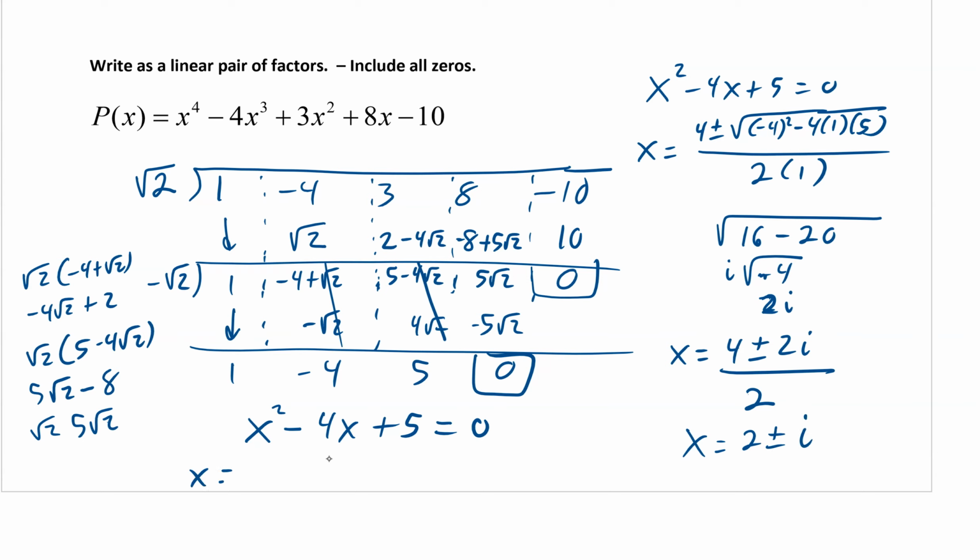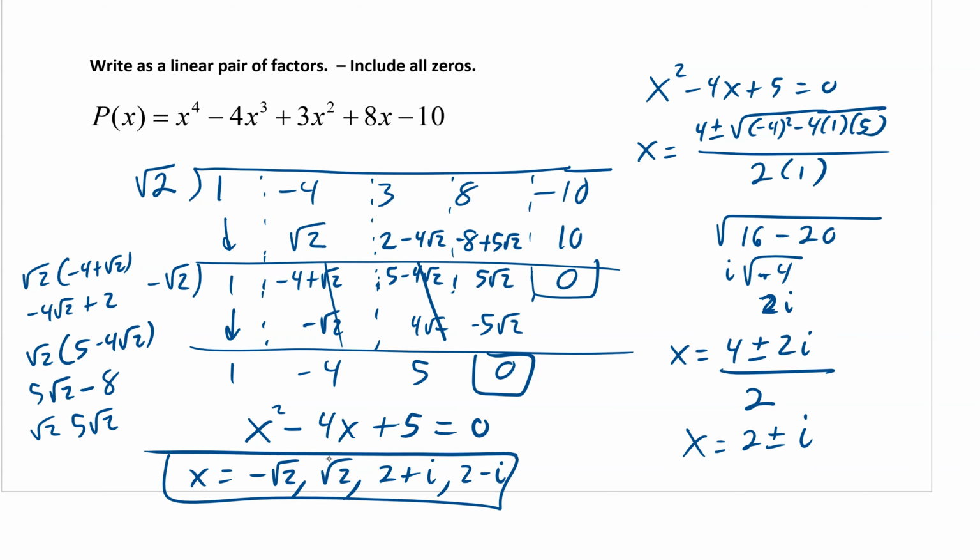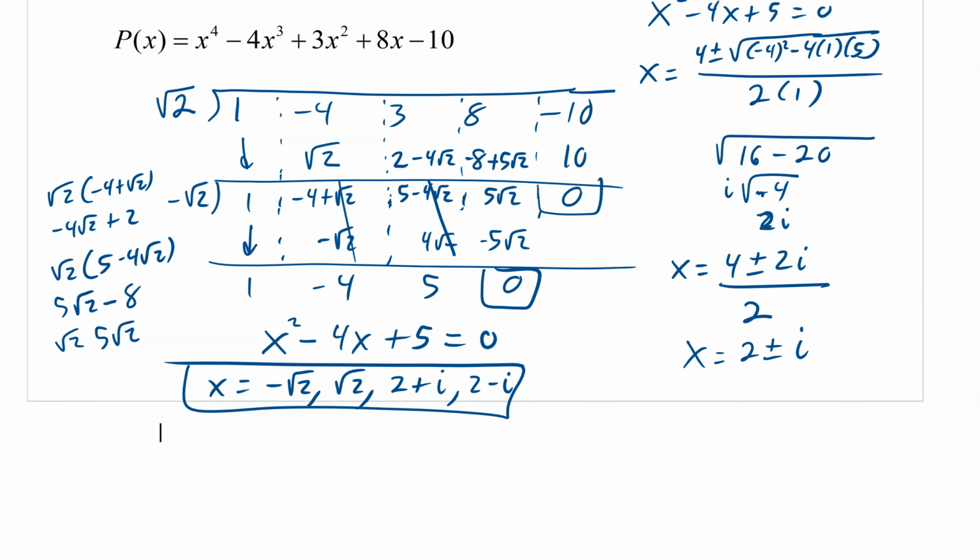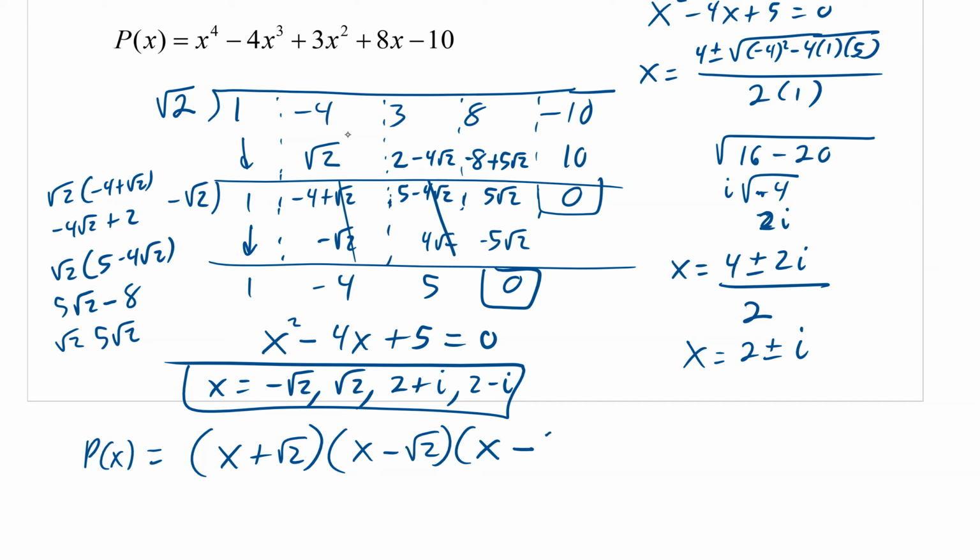So our x's here are just horrible. This is as worse as they possibly get. They're all irrational and complex. But there's your solutions to that equation, right? And so now what we have to do is write them in factored form. So p of x is equal to, and you write x and you change the sign, plus square root of 2, minus square root of 2. And then here you just put the minus sign and you subtract them. So that way if I were to plug in 2 minus i I would get 0.